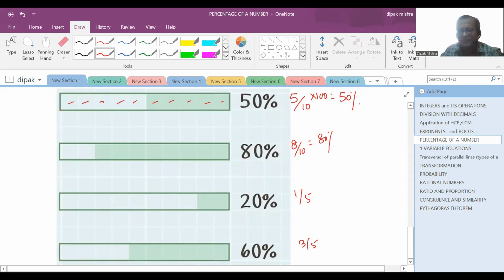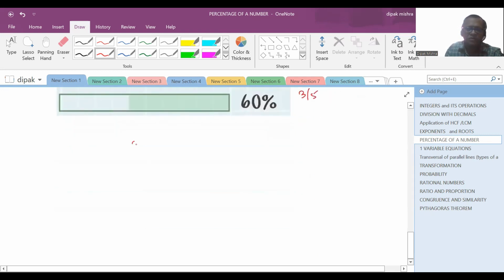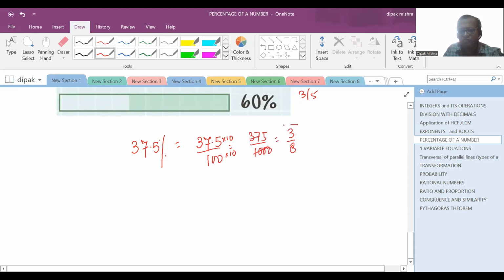As an exercise, what fraction is 37.5%? This has a decimal value as well. So you convert 37.5 divided by 100. We can multiply by 10 at the top and bottom, and you get 375 by 1000. If you cancel it further and further, you get the value to be 3 over 8. So percentages can be in decimals as well. This is all about percentages.